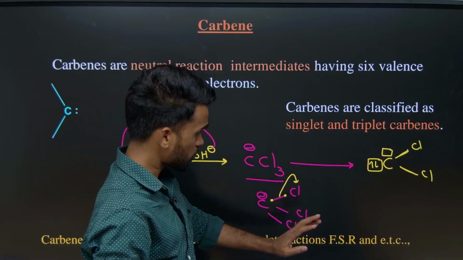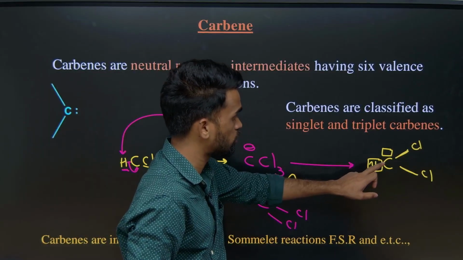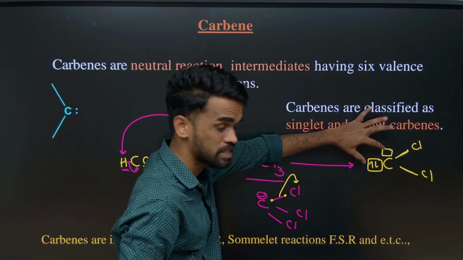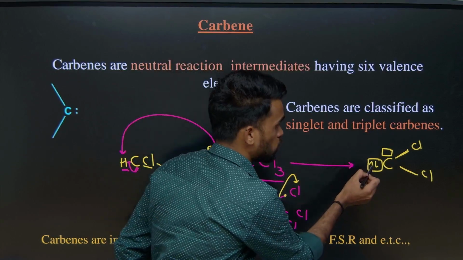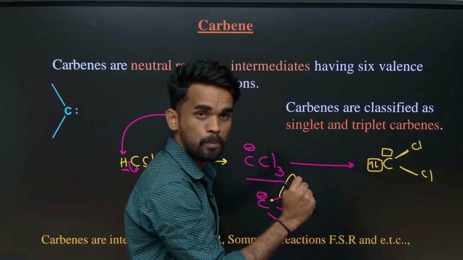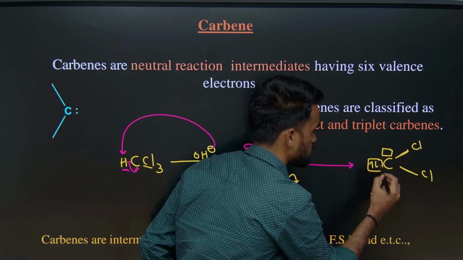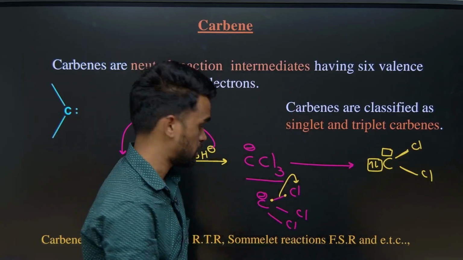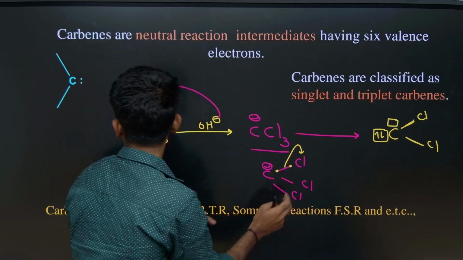Out of the 4 orbitals, 2 participate in bonds. If the 2 electrons are in one orbital only, paired up with opposite spins, then we call it a singlet carbene. So carbenes are of 2 types.